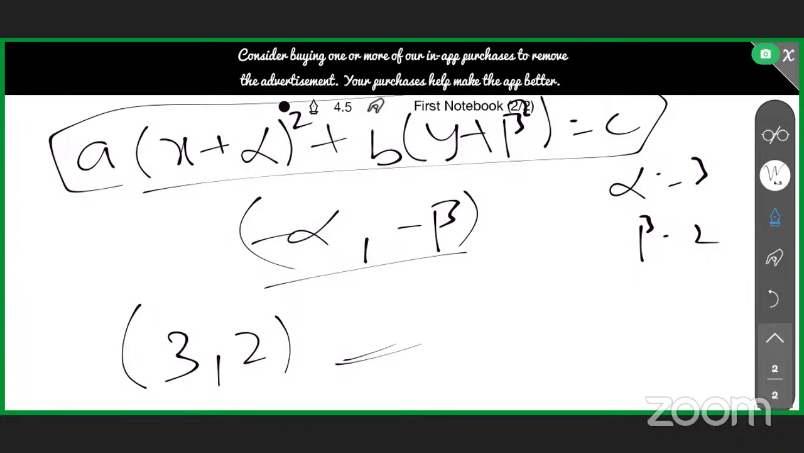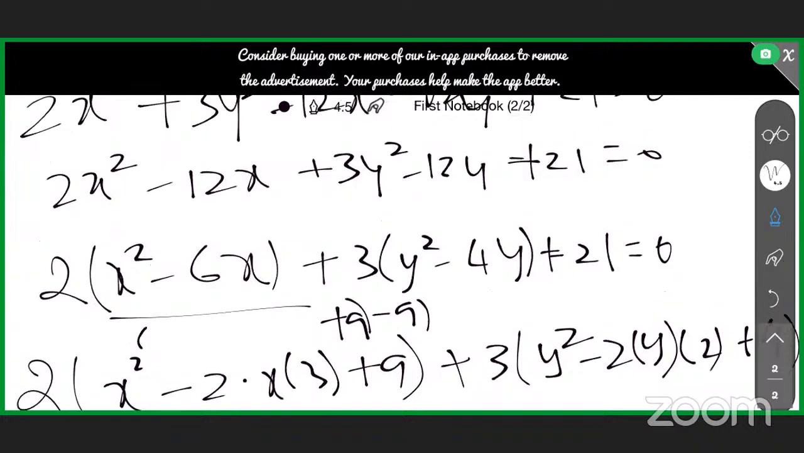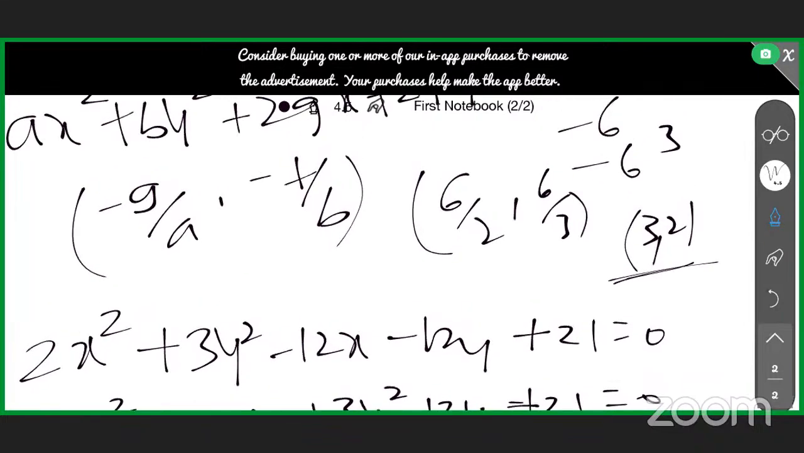Sir, the answers are different, no? In the first method we got 3 comma 2, who told 3 comma minus 3? In the first method we got minus g by a, minus f by b. Minus into minus is plus 6, a value is 2, 6 by 2 is equal to 3. Minus into minus plus 6, 6 by 3 is equal to 2, 3 comma 2. How come we got 3 comma minus 3? Sir, I took b also, sir. Okay, sir, I understand.